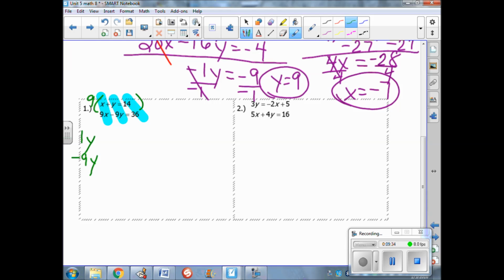Again, make sure you put parentheses around your whole equation, and now let's distribute to get a new equation. I don't know what 14 times 9 is off the top of my head, so I'm going to go back to my scrap paper. 6 and 3, 126. There we go.